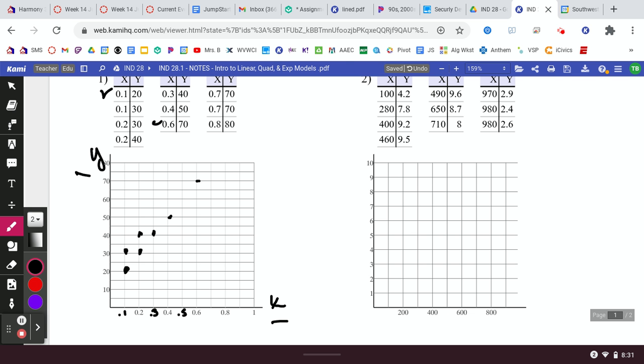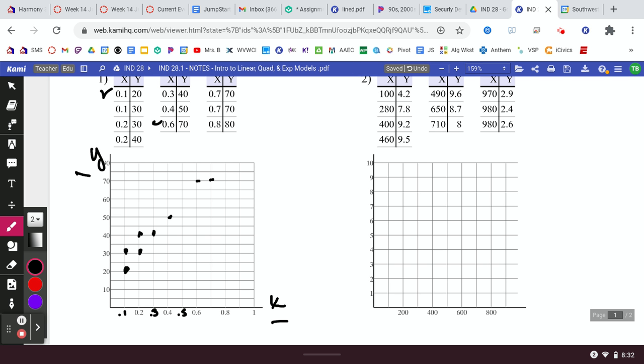0.7, 70. Now, this is data, right? This is not a T-chart for one line. This is data. So we're looking at the model of data, okay? And that's where the new terminology comes in. Let's see, 0.7, 70, don't have to graph that twice, and then 0.8, 80.